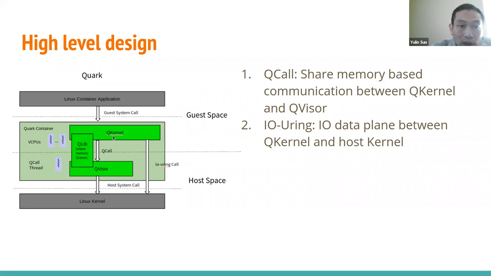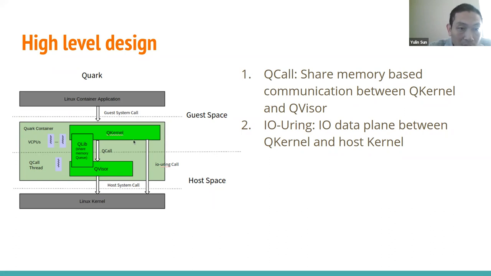we use a special call mechanism to let the QKernel and QVisor communicate with each other. That's QCall. QCall is based on shared memory based communication between the QKernel and the QVisor. So when the QKernel sends a request to the QVisor, we don't need to call a hypercall every time. Hypercall in the KVM architecture has a very high cost.